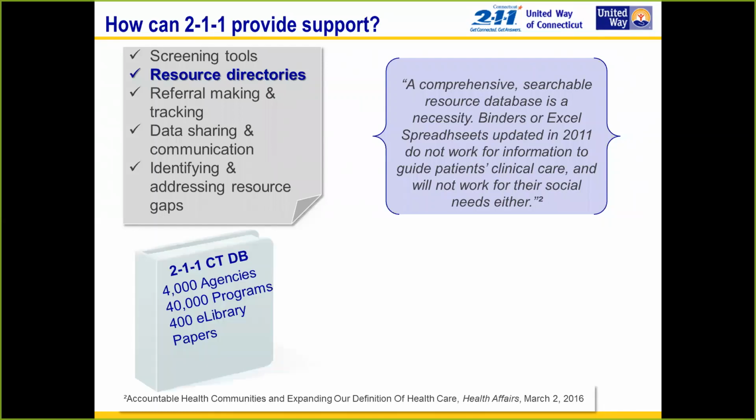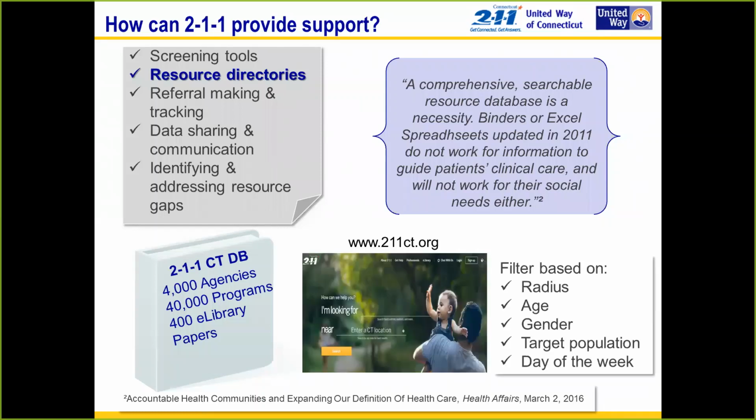211 Connecticut has the state's comprehensive searchable database of community resources, with 4,000 agencies listed in it, 40,000 programs, and 400 e-library white papers. The database is maintained continuously by 6 full-time resource specialists, is updated every day, all day, and is available for the public to search on our website, 211ct.org, where search results can be easily filtered by radius, age, gender, target population, or day of the week to help users quickly find the most appropriate resources.